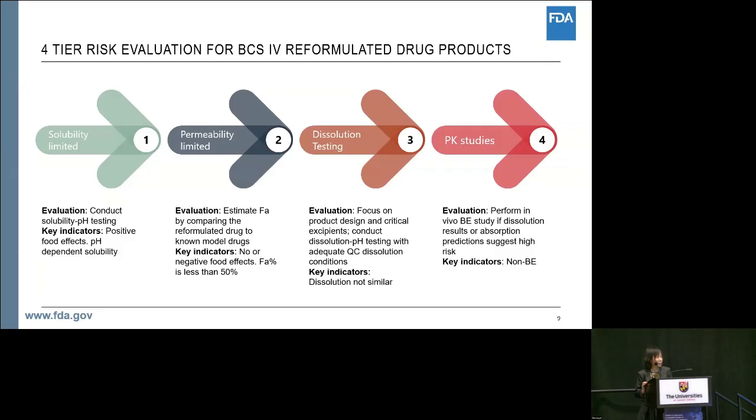Let's move to tier 3, when there is a solubility or permeability limitation. Dissolution testing is also key. We need to conduct dissolution at different pH conditions and also in simulated physiological media to determine whether there is a solubility limited or permeability limited factor. And if those three tiers indicate high risk, and the absorption prediction, such as PBPK or PBPM modeling, also indicates high risk, then an in vivo PK study would be needed.